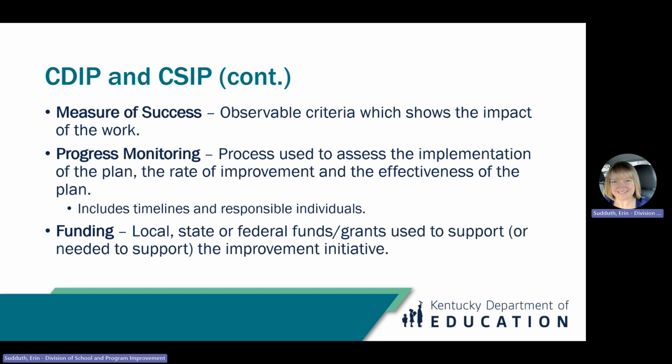Progress monitoring is the process used to assess the implementation of the plan, the rate of improvement, and the effectiveness of the plan. This section includes timelines and responsible individuals. This should be a clear process. The dates of completion and the distribution of action steps to responsible parties should be varied. This means that all of the completion dates should not be at the end of the year, and the responsibility for monitoring should not always fall to the same person or small group of people. We're going to talk more about progress monitoring in a few minutes.